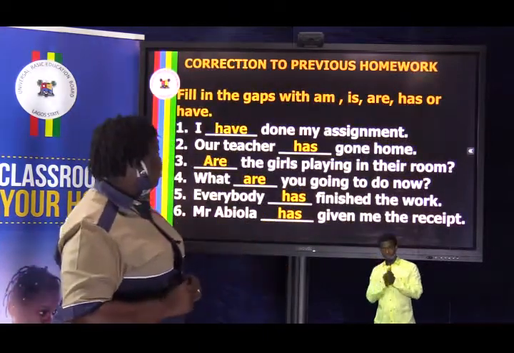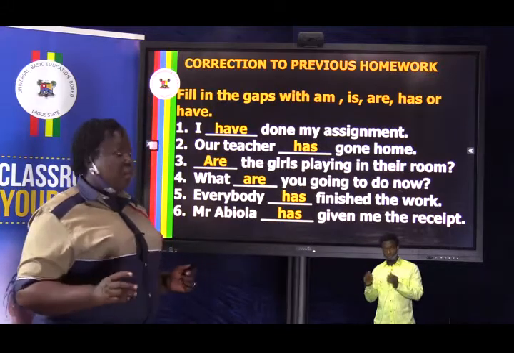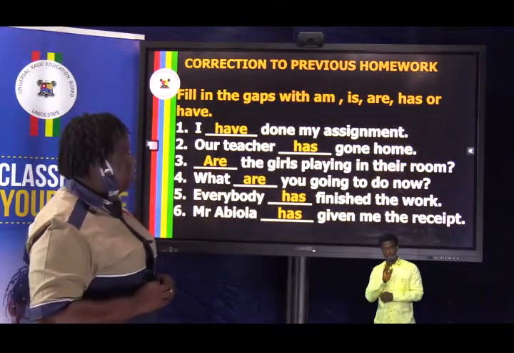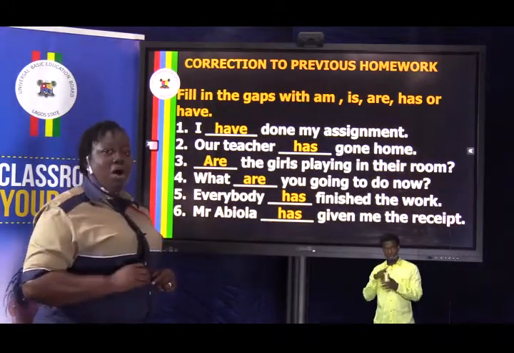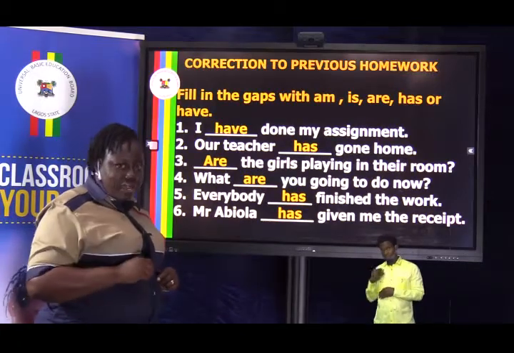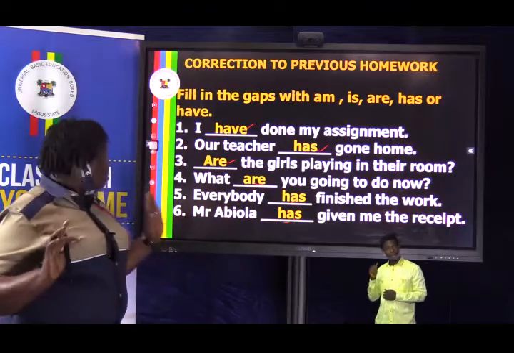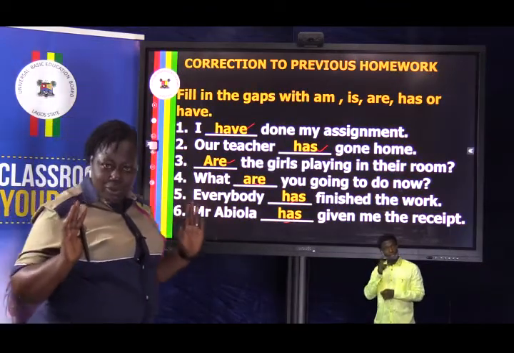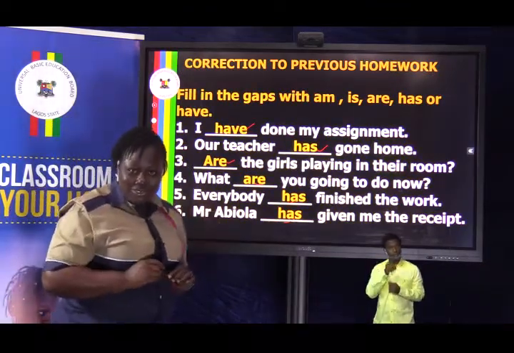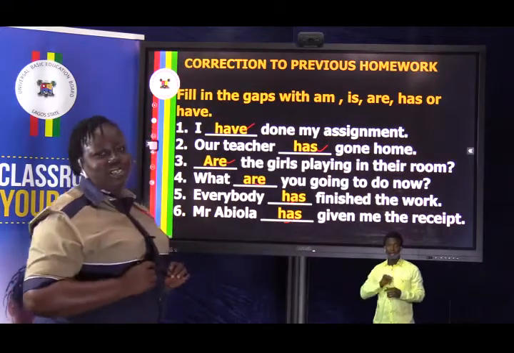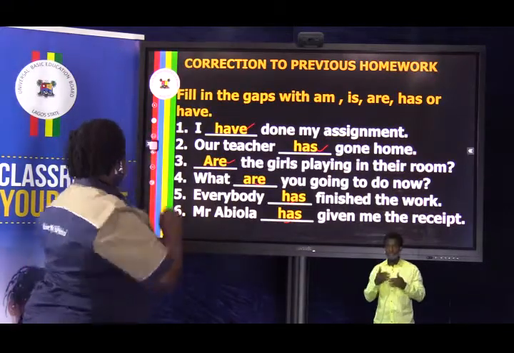You were asked to fill the gaps with am, is, are, has, or have. Don't forget, our last topic was auxiliary verbs. Auntie Fumi got 6 out of 6. What about you? Are you sure? Then I must celebrate you with a chair. Good.